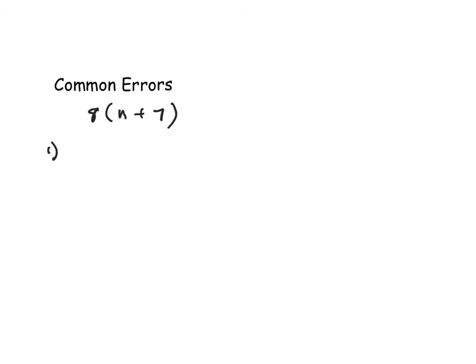All right, so I've given us the original expression here, and one of the common misconceptions is that the answer would be 8n plus 7, and that is probably the most frequent common error. Sometimes people forget that you have to reach across. This 8 multiplies everything inside the parentheses. So that's a common error.